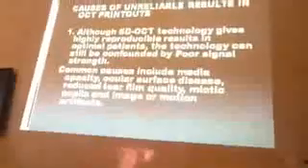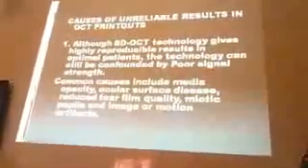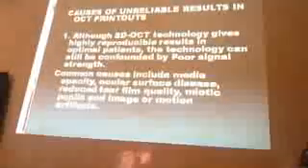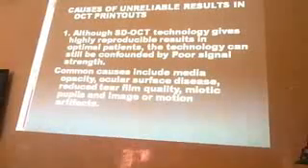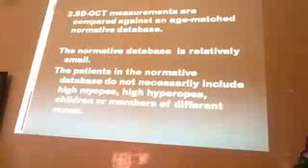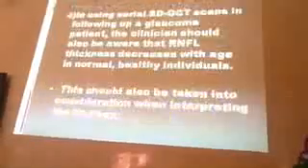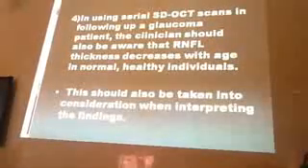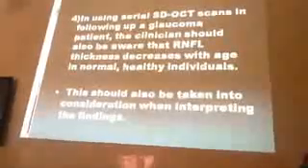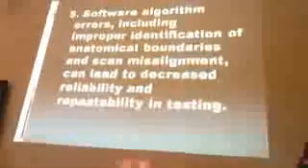Now, in spite of all the advantages of OCT, it still has limitations. There are causes of unreliable results. Common causes of poor signal strength include media opacity, ocular surface disease, reduced tear film quality, and so on. And the normative database, we know the limitations of using that. In using serial SD-OCT scans to follow up a glaucoma patient, the clinician should also be aware that retinal nerve fiber layer thickness decreases with age in normal healthy individuals. So you should always take that into consideration.